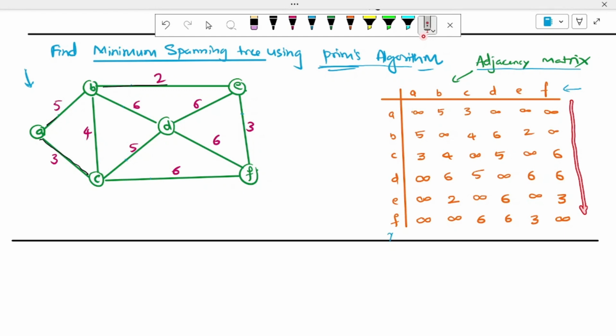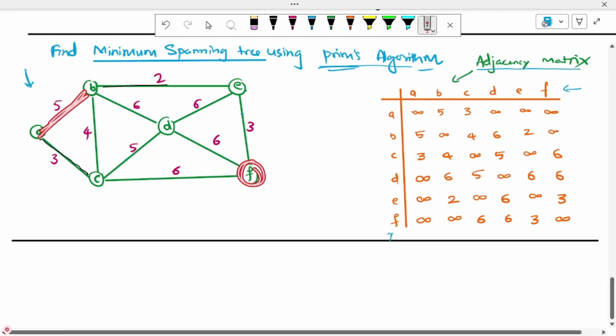You can verify once. If you take this f, it is having no edge with a and b. It is having only 3 edges, 6, 6 and 3. So 6, 6 and 3. This way you can verify this one, and you should know how to write this. This is actually step 1 in finding the minimum spanning tree using Prim's algorithm.